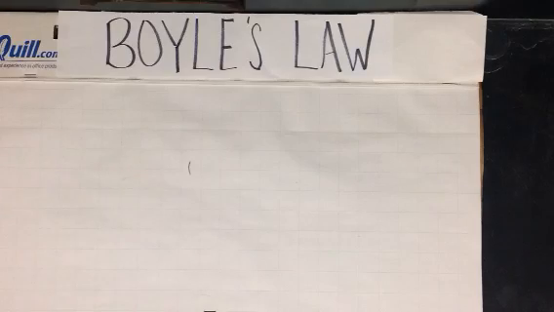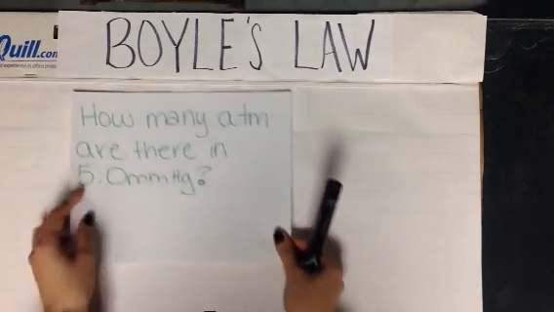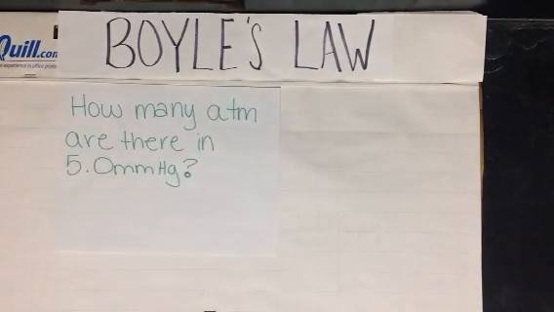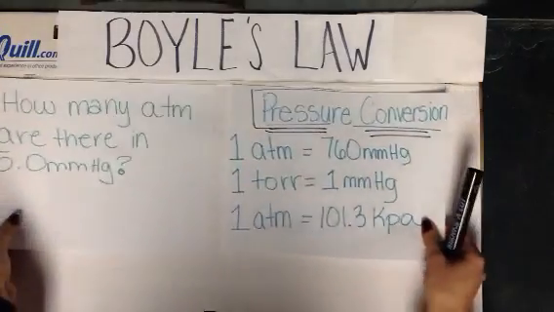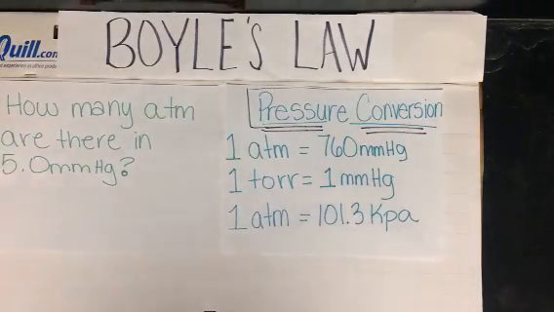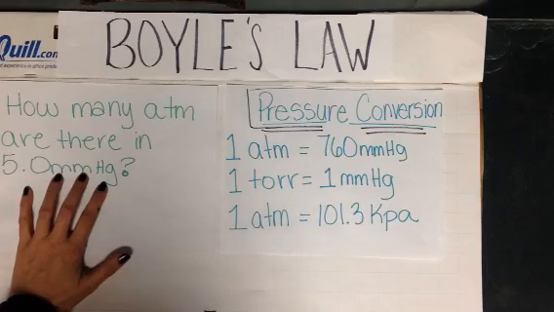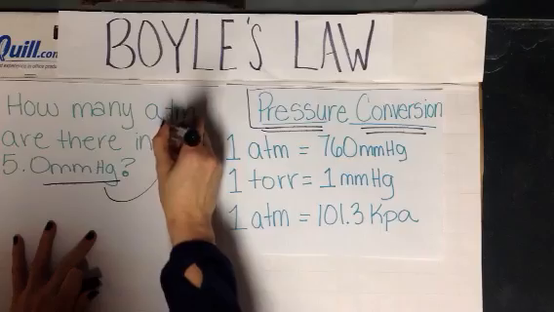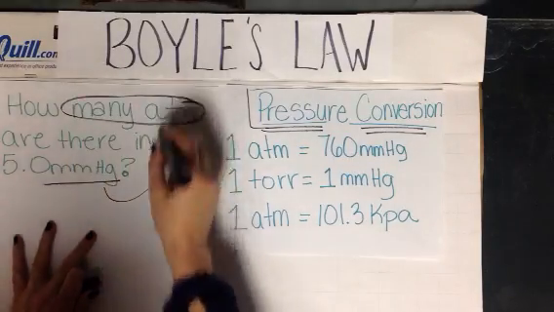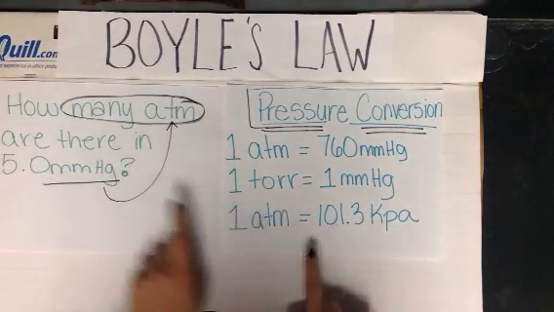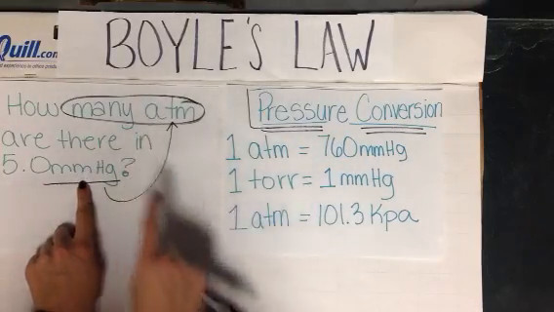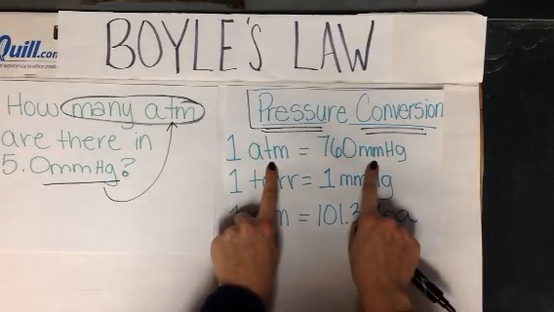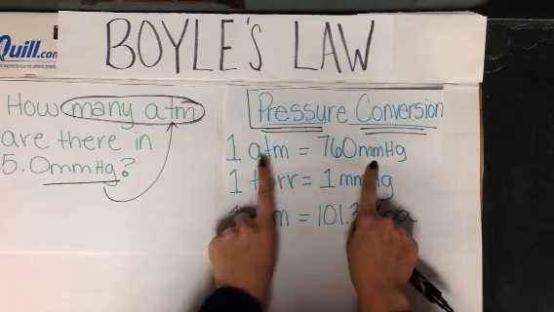Okay, so what if I gave you this question, and that is, how many ATMs are there in 5.0 mmHg? This is just a quick conversion. Let's identify the conversion. So I'm starting with my given, mmHg, and I'm trying to go to atmospheres. How many atmospheres? I look to see, do I have a relationship between mmHg and atmosphere? And I do, right there. There's my conversion factor.